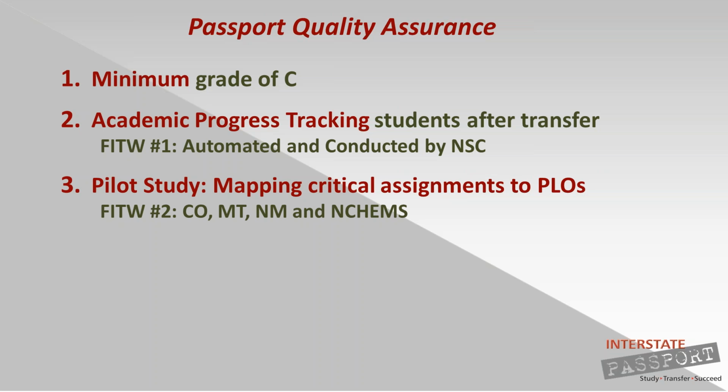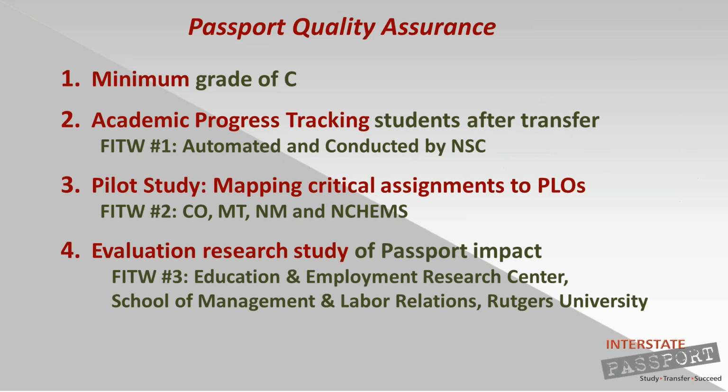After students transfer, their progress is tracked for 2 terms, and that tracking is automated and conducted by the National Student Clearinghouse. The current study is a pilot study that maps critical assignments to passport learning outcomes. We'll come back to that in just a minute. There also is an evaluation research study that's going to be conducted by a branch of Rutgers University, and they are going to treat the Passport Initiative as a research initiative, and they will be conducting analyses of the efficacy of the passport with respect to students, student surveys, time to degree, in addition to the tracking that is involved in quality assurance piece number 2. And finally, the Passport Review Board constantly monitors the effectiveness of the passport.